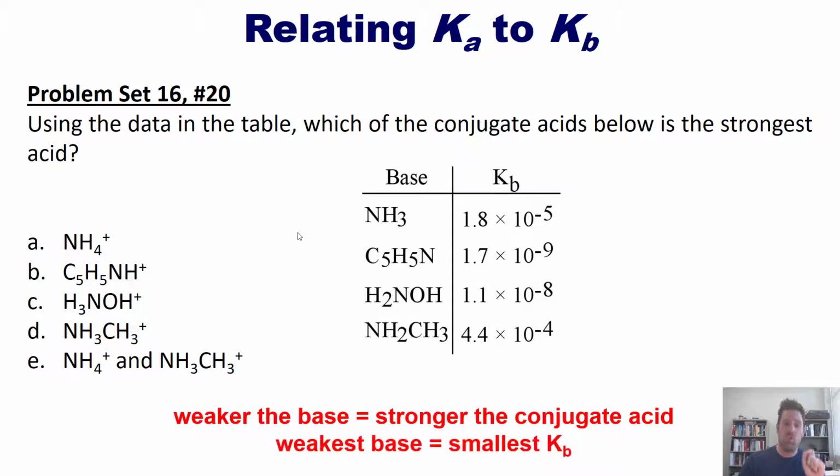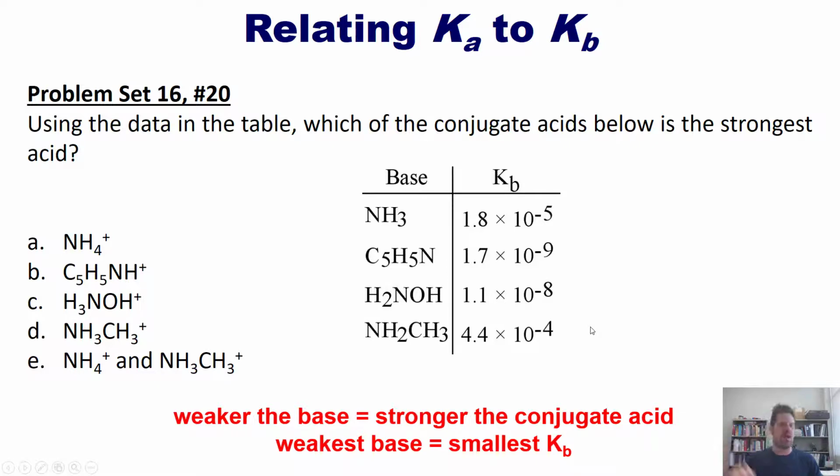Remember, the weakest base is the one that has the smallest Kb, or base dissociation constant. In other words, if we identify the smallest Kb from this list, the base that it corresponds to is the weakest base from this table, and therefore the conjugate acid whose structure corresponds to that is the strongest acid. Does that make sense, connecting all of those dots in the path? I hope so. So let's see if we can identify the smallest Kb here, and hence the weakest base from this table. Which of all of these Kb's is the smallest?